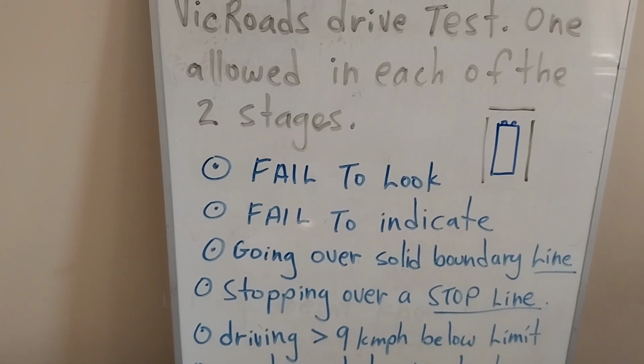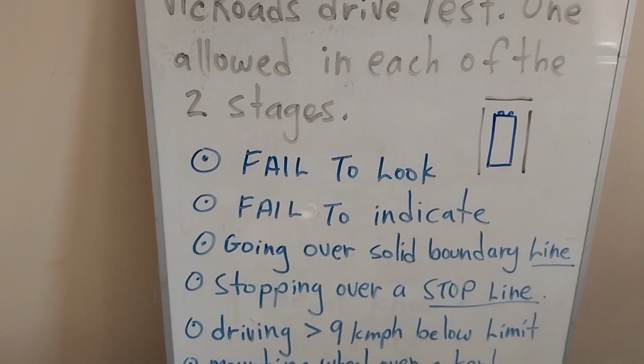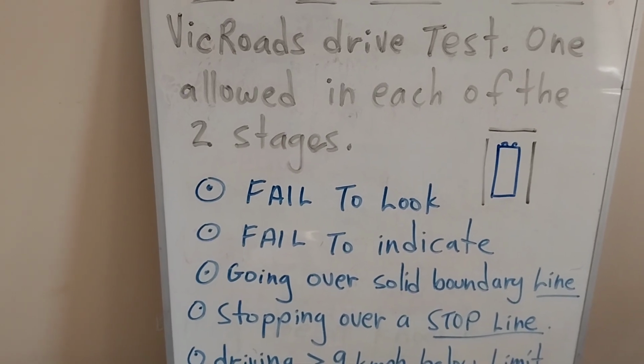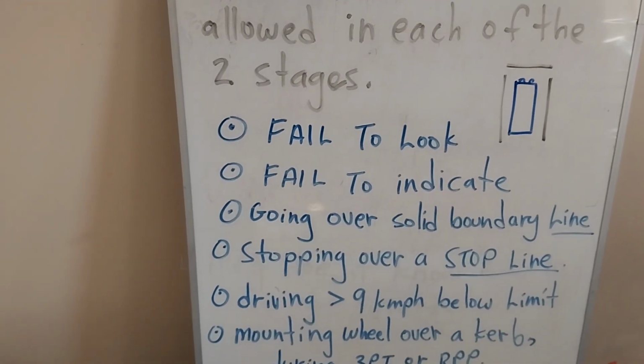The initial stop has to be before the stop line. If the view is not clear, then you can slowly roll over a little bit to get a better view. The initial stop has to be before the line.